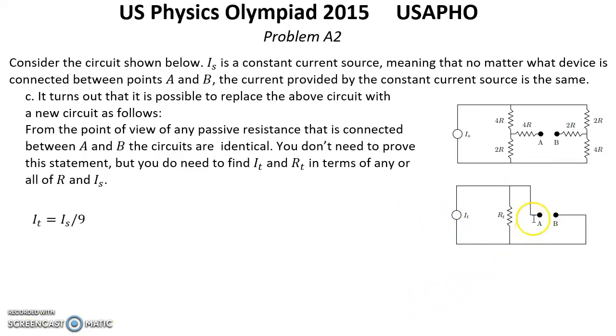And now suppose that here we put infinite resistance. In that case, the voltage will be I_S multiplied by R, which must be equal to I_T multiplied by R_T. And from here we can find that R_T equals 9 times R. So that's the answer for question C.